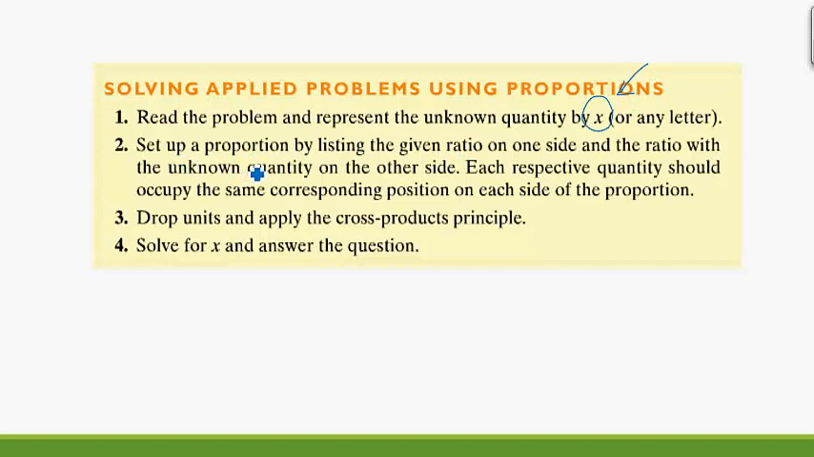Number 2, set up a proportion by listing the given ratio on one side and the ratio with the unknown quantity on the other side. Each respective quantity should occupy the same corresponding position on each side of the proportion. And this is very important. It'll make more sense when we actually look at the problem, but it's just saying, make sure that your vertical values and your horizontal values correspond. I'll show you an example of that. Number 3, drop the units and apply the cross products principle, and then solve for x and answer the question.